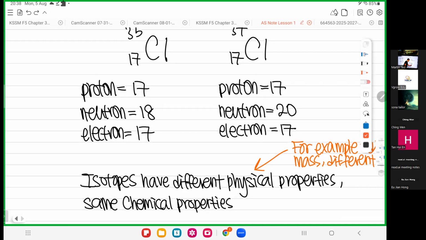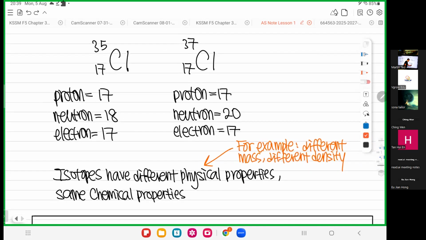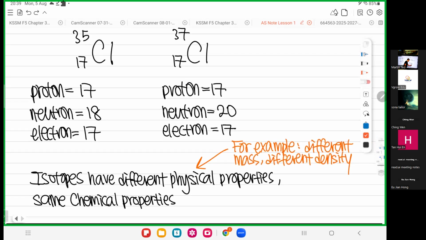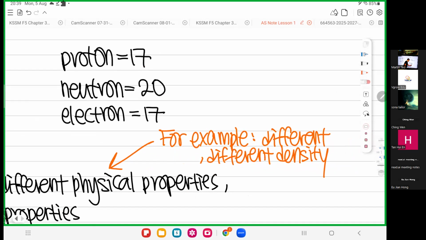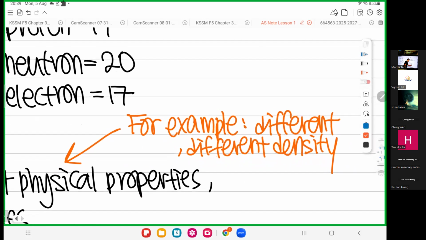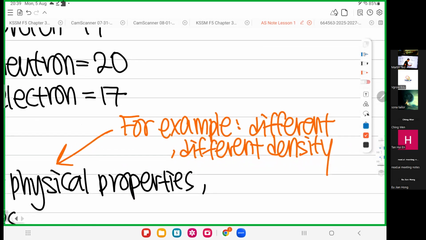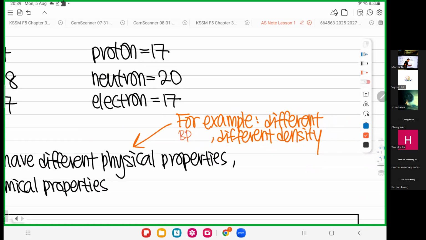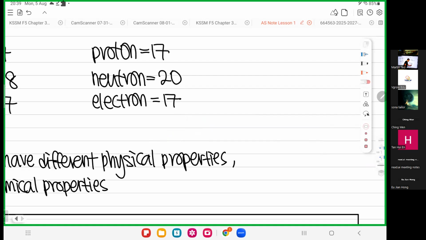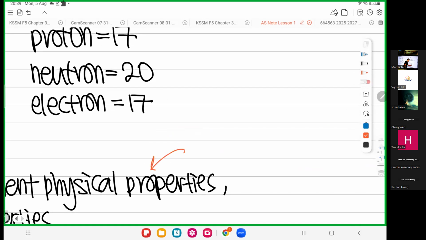Okay, so now we must know isotopes have different physical properties. For example, these two are isotopes, so they might have different physical properties, such as different density and different boiling point, BP. Let me write it up.